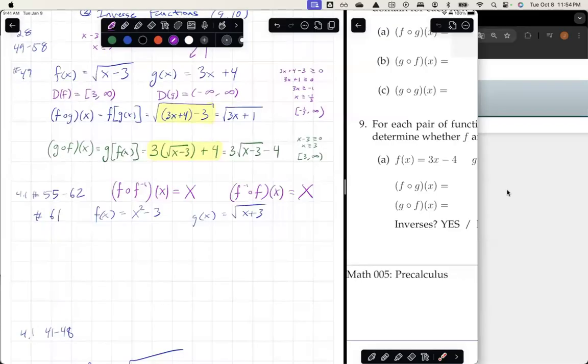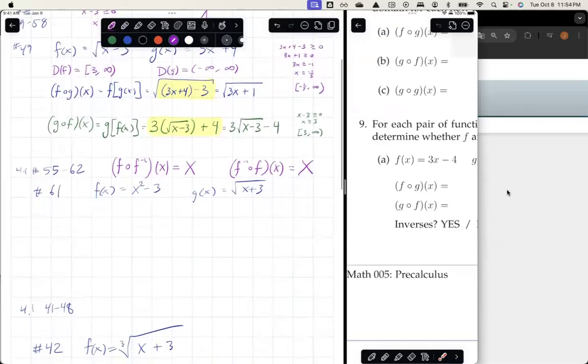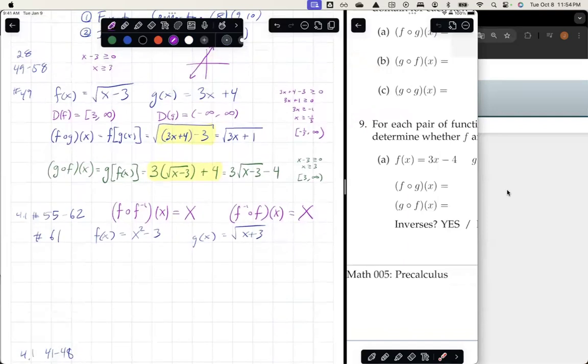All right. So let's go ahead and compose these two functions and see if they are inverses of each other. Sometimes you can kind of tell whether two functions are going to be inverses of each other just by looking at them. f is a function that squares a number and then subtracts 3. And g is a function that takes a number, adds 3 to it, and then takes the square root.